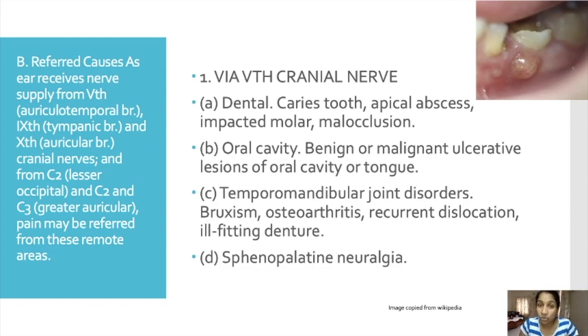Remote areas where the fifth cranial nerve supplies: the first one is the tooth. Dental causes: tooth caries, apical abscess in the gum, impacted molar, or malocclusion, the misalignment of the teeth. In the oral cavity, any ulcer affecting the oral cavity or tongue will lead to referred pain in the ear. In the temporomandibular joint, osteoarthritis, bruxism, recurrent dislocation, or an improper denture will cause referred pain to the ear, and sphenopalatine neuralgia. So these are the causes.